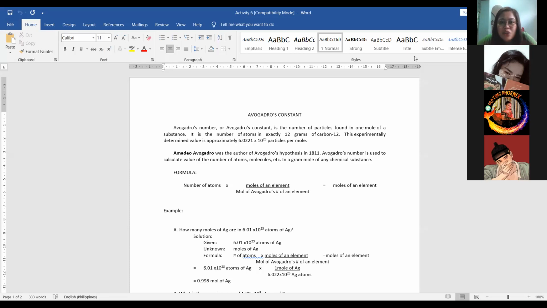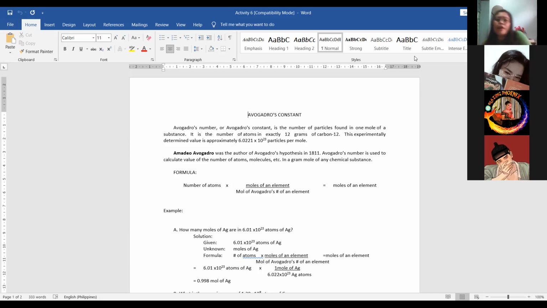So, that is 6.0221 times 10 raised to the power of 23 particles per mole. So, ang iyahang reference ani is actually the carbon. Ang 12 grams na carbon naay 6.0221 times 10 raised to the power of 23 particles. So, it was coined by Amadeo Avogadro in 1811. So, ginagamit ni siya to calculate the number of atoms or number of molecules sa isa ka gram na substance. So, either compound or element.